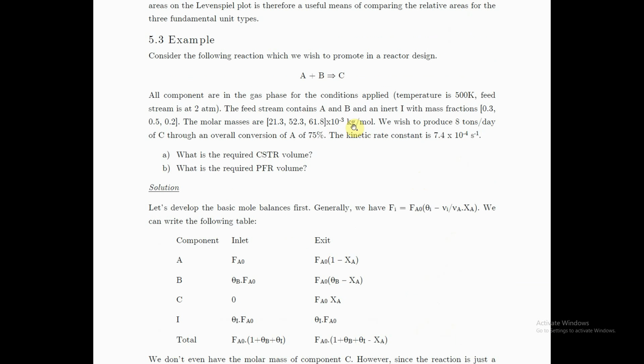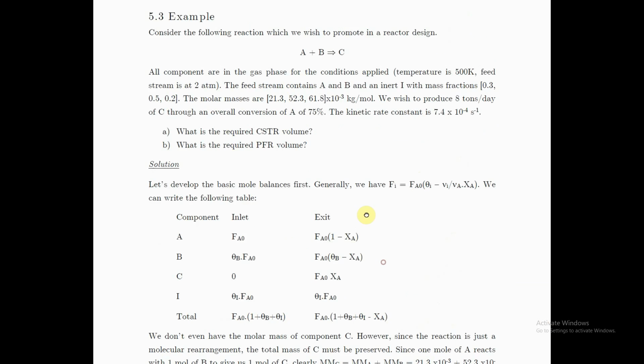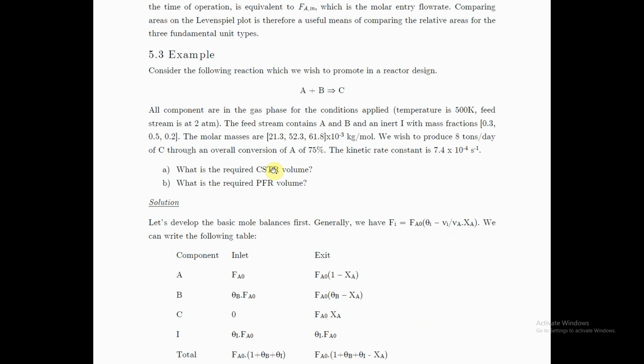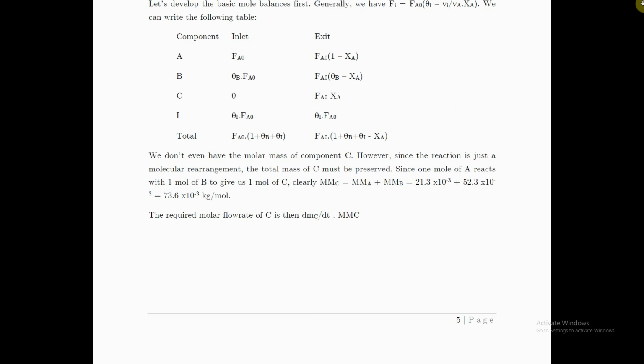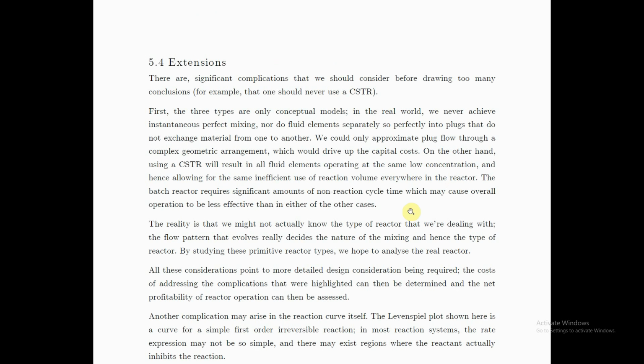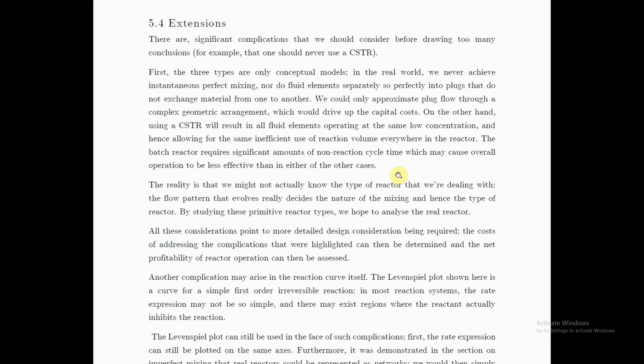There's an example here where you've got components A and B being converted to C. So please work through this, work out what volume is required to accomplish the specified conversion of 75% here. So I'll leave you to do that. Let's move on to the extensions now.